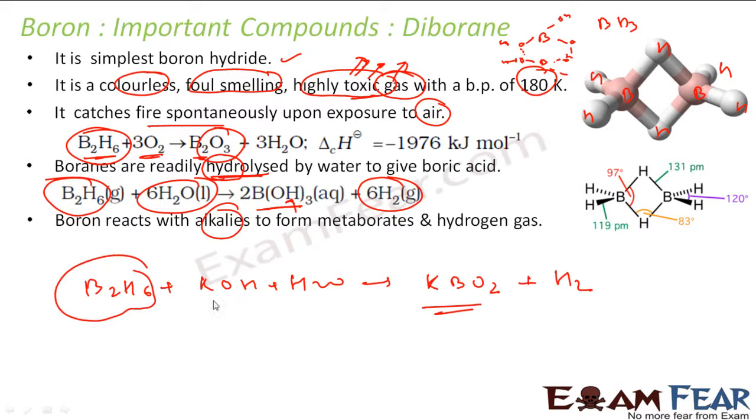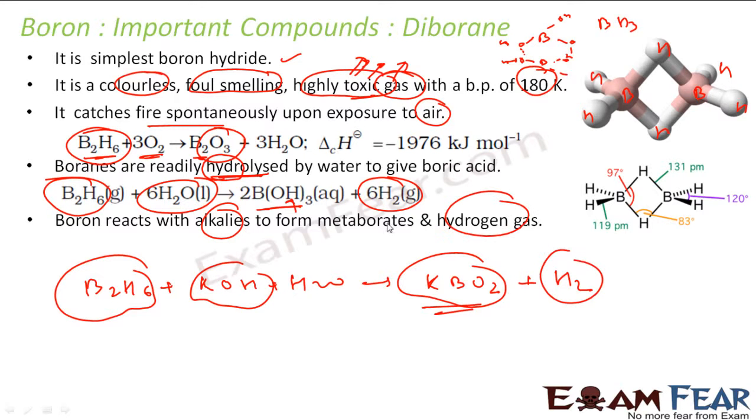Correct? So this is my diborane. It reacts with alkali to give potassium metaborate and hydrogen gas. That's what I told, hydrogen gas and metaborate. You can balance this reaction. This has to be 2 potassium, right? This has to be 2 water molecules, and this will be 2. This will be 6. This is balanced out.